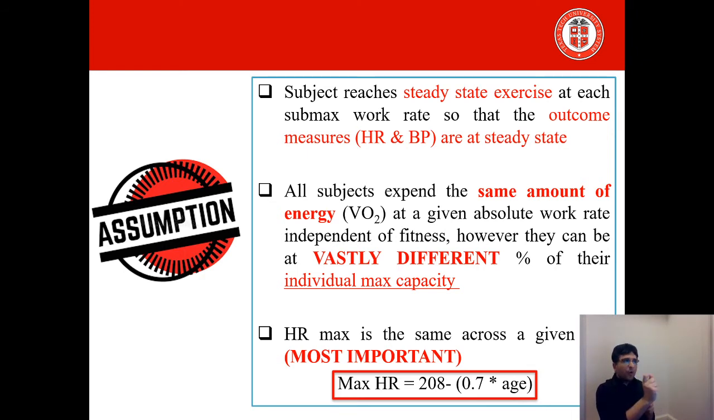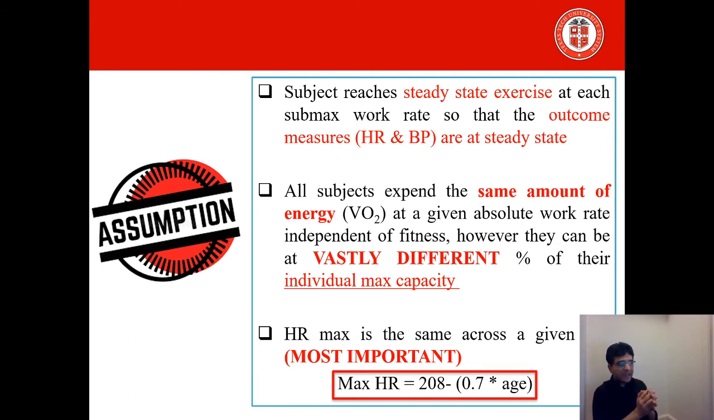Now, the interesting point here is that all subjects expend the same amount of energy, or VO2, at an absolute given work rate, no matter what their fitness level is. So the fitness level can vary amongst individuals, and the individual maximal capacity can vary. However, they will spend the same amount of energy at any absolute work rate.